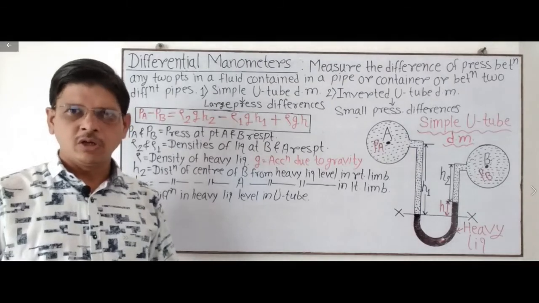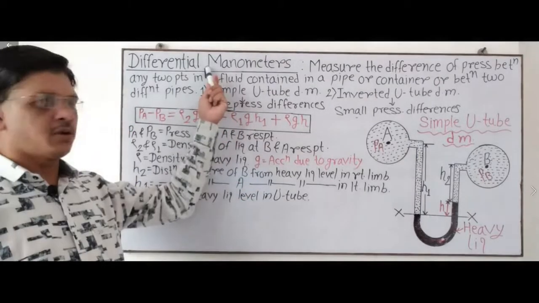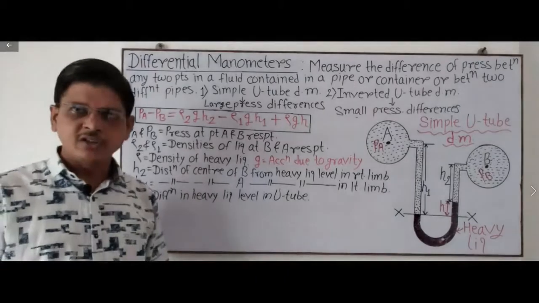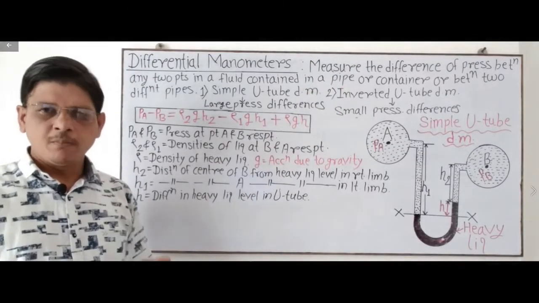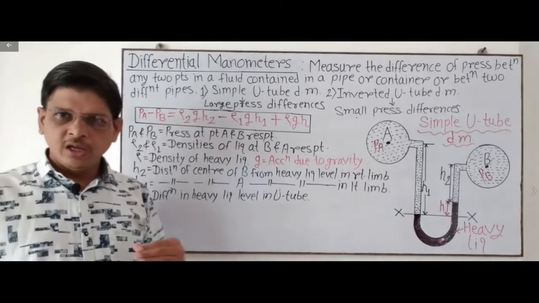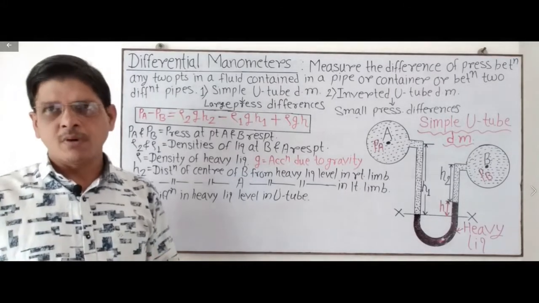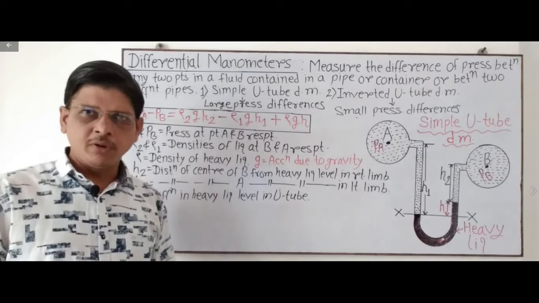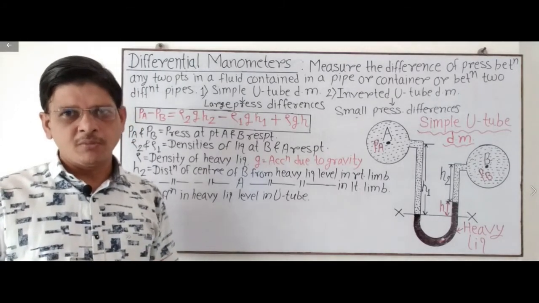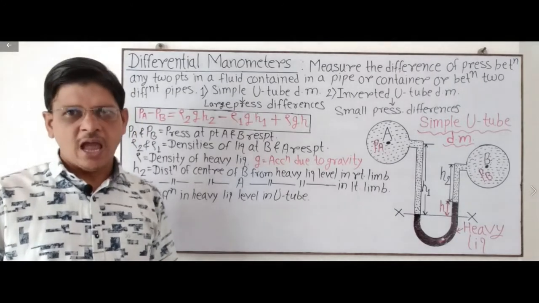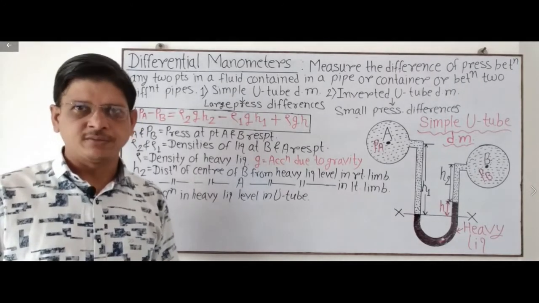Students, now let's discuss differential manometer. Differential manometers measure the difference of pressure between any 2 points in a fluid contained in a pipe or container, or between 2 different pipes. This type of manometer is used where accuracy is the major consideration.